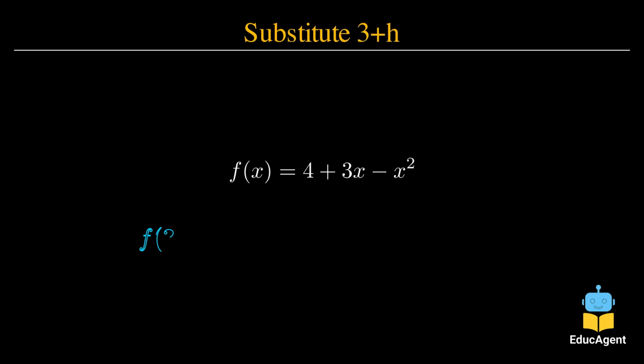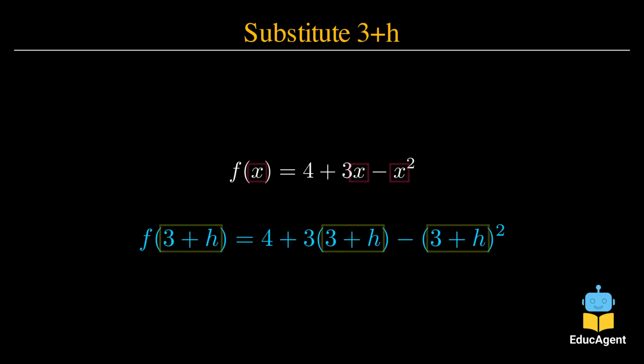To find the difference quotient, we first need f of 3 plus h. That means we substitute x equals 3 plus h into every x in the formula. Notice both the linear term 3x and the square term x squared change, so we must be extra careful expanding.